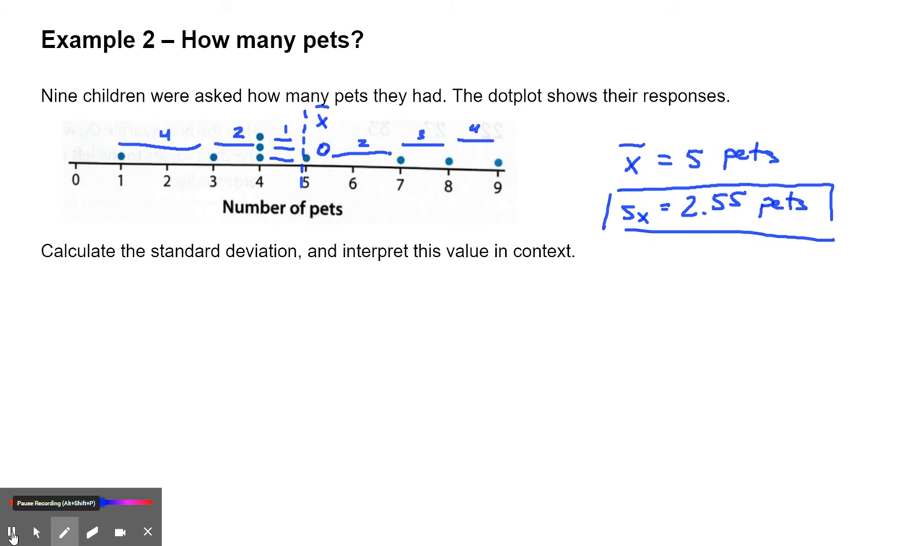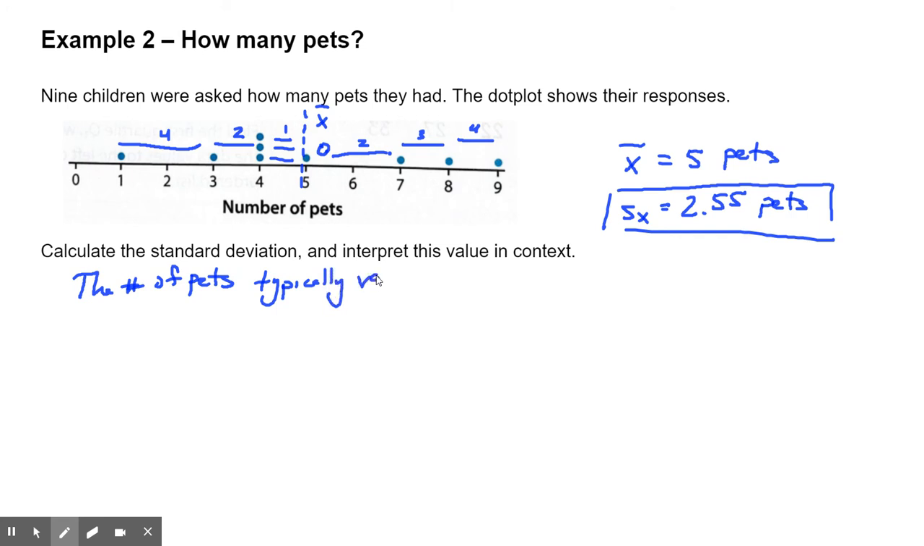Okay. And now let's interpret this. So our interpretation is going to look like this. We're going to say the number of pets. You could write the word number out or use the hashtag. So that's our variable. And then here comes our standard deviation words. Typically varies. That's the words. If you ever have to interpret the standard deviation, you better have typically varies, and then we talk about the standard deviation by 2.55 from the mean of 5. Typically varies by 2.55 from the mean of 5.